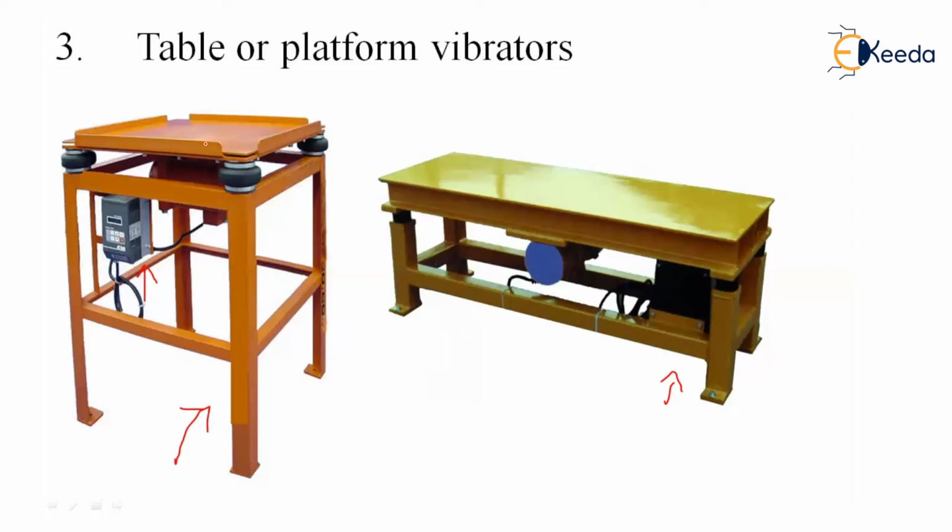So when the table size is increased, it gets converted into the platform vibrator. And this type of vibrator is best to use during the casting of the sleepers of the rails or the precast members or the poles, the electric poles. So let's see.